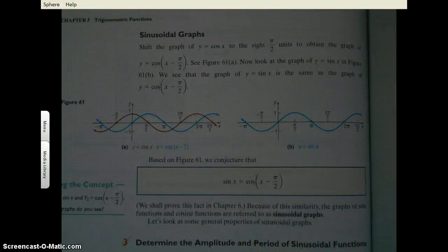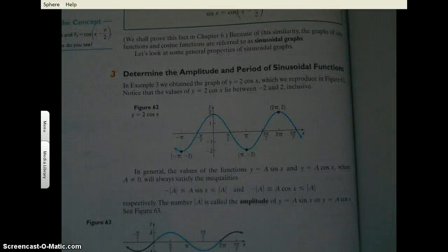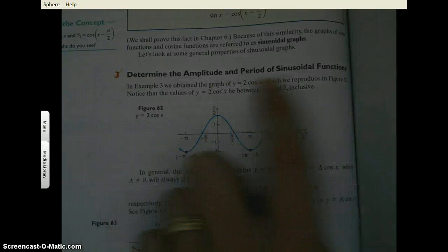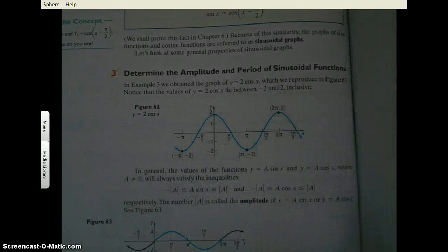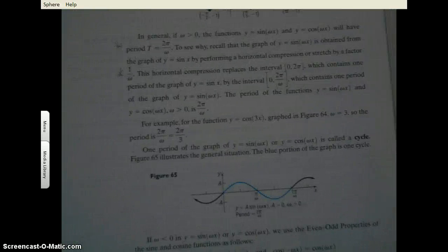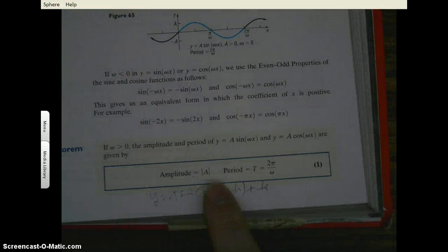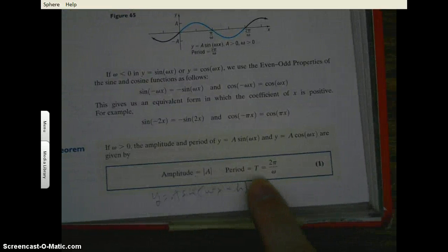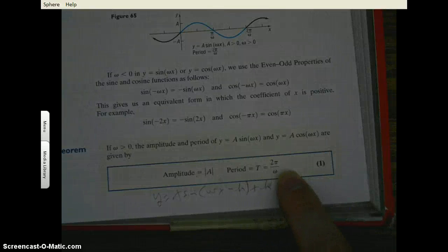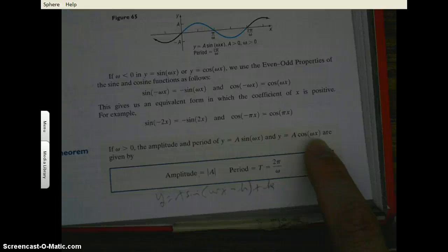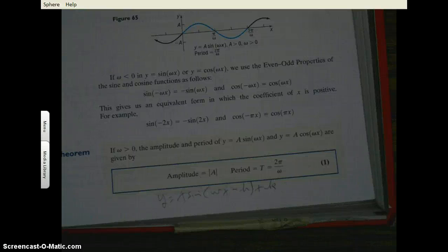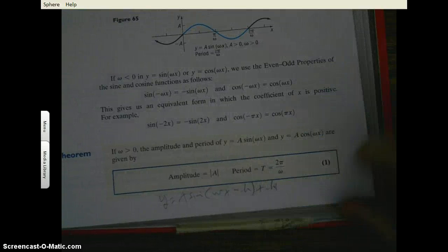Okay, read about sinusoidal graphs. Okay, make sure you're taking notes. Determine the amplitude and period of sinusoidal functions. And continue reading. At the very bottom, there's some important information. The amplitude is the absolute value of A. The period, you take 2 pi divided by omega. Now notice omega is that number in front of the x. So before it was 3x. So the period would be 2 pi over 3.